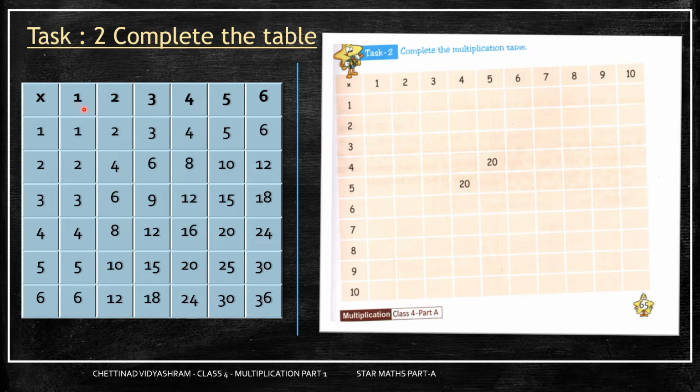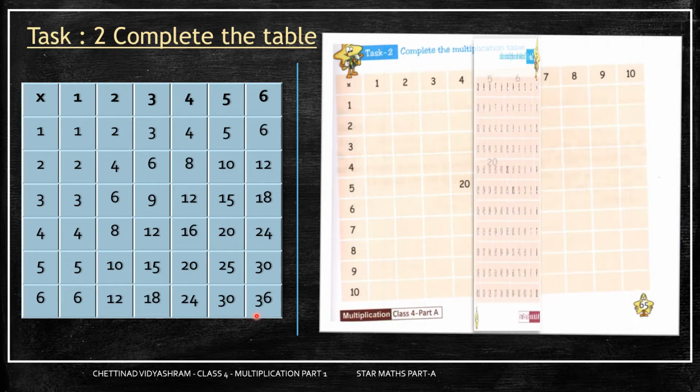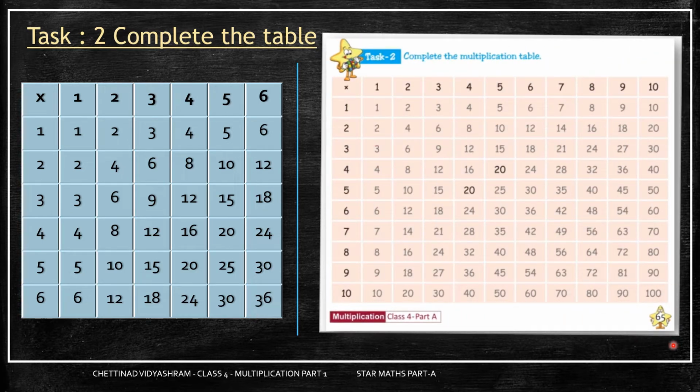Now, can you see? 1 multiplied by 1, 1. 1 multiplied by 2, 2. 1 multiplied by 3 is 3. 1 multiplied by 4, 4. And 1, 5 is 5. 1, 6 is 6. Likewise, you have to do up to 10. See, I've done up to 6. And here is the answer for the complete table. Can you see the answers? You try it and check your answers.